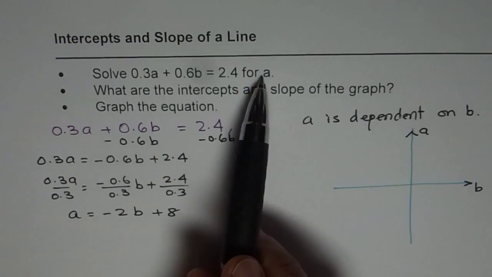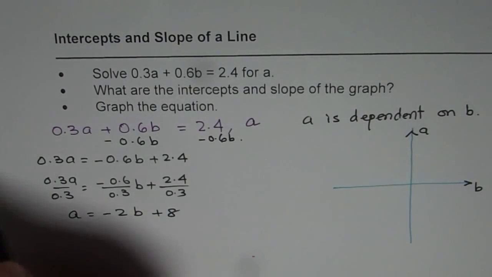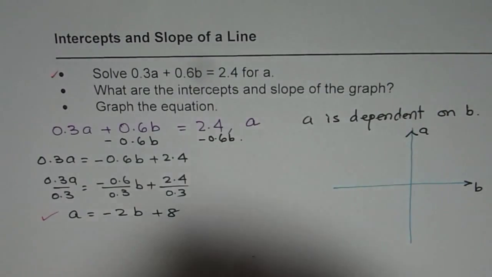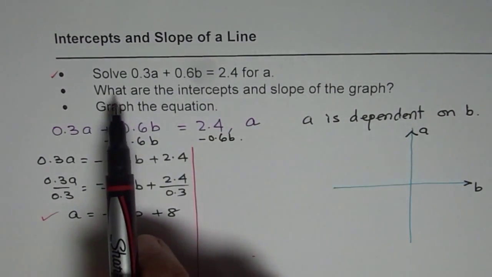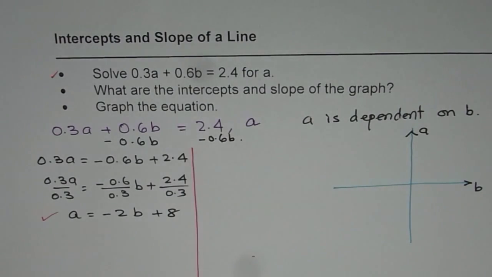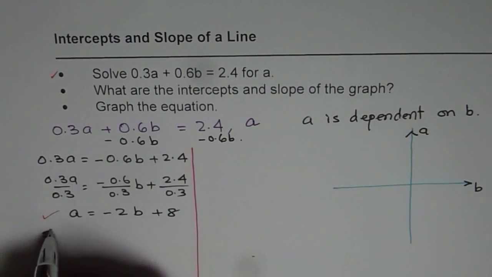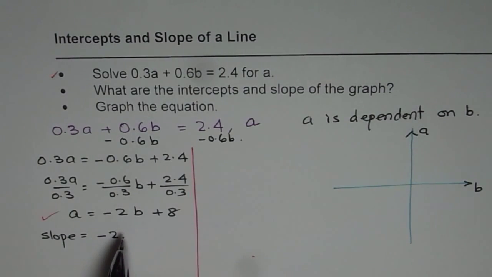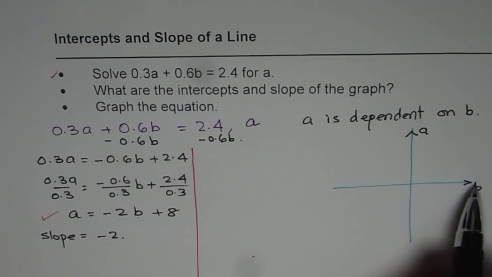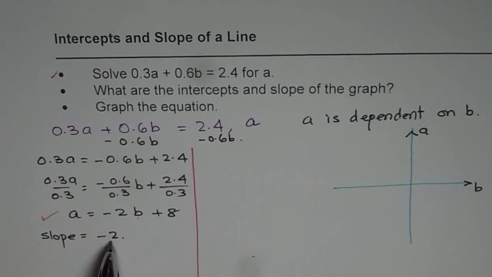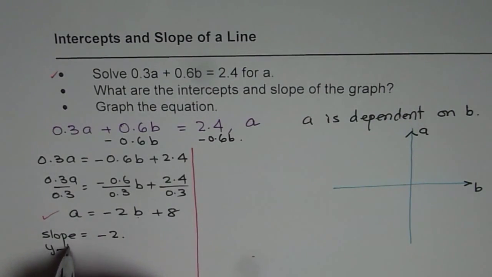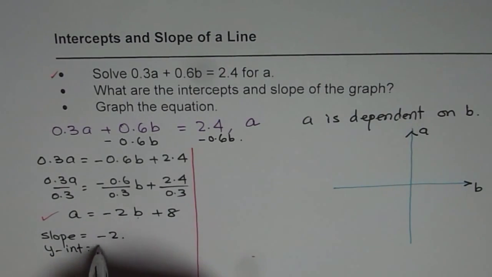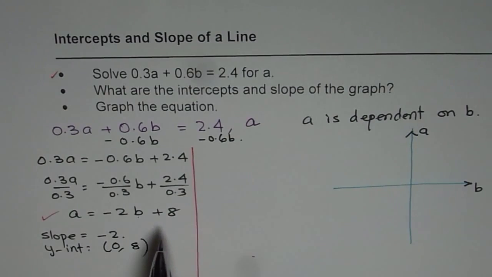Now, we have done the first part, correct? Now let's look into the second part, which is what are the intercepts and slope of the graph? For slope, this is the best equation to go by. So we can say slope is minus 2. Of course, we are treating b as the independent variable and a as the dependent for this situation. We can say the y-intercept is 8, that means (0, 8). Is it okay? So the graph has a y-intercept of 8.